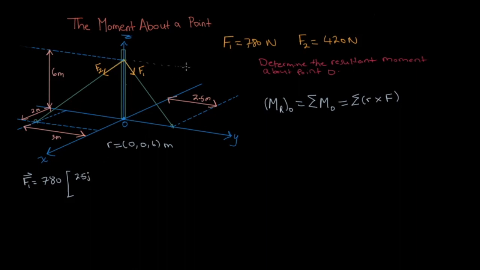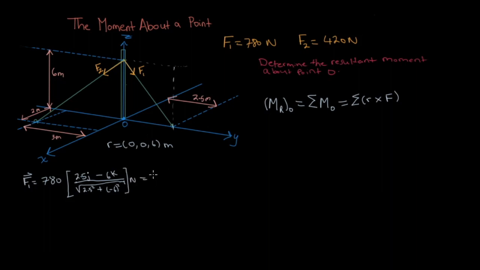And then we know it goes down 6 meters from here, so it'll be minus 6k. And we divide this by the magnitude, so it's going to be the square root of 2.5 squared plus negative 6 squared. And of course, this will be in newtons.